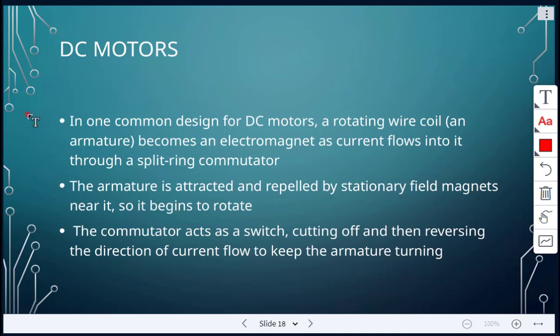So DC motors, in one common design, have a rotating wire coil, which is the armature. It becomes an electromagnet as current flows into it through a split ring commutator. And again, the video will show this. The armature is attracted and repelled by stationary field magnets near it, so that's why it begins to rotate. The commutator kind of acts like a switch. It'll cut off and then reverse the direction of current flow, and that keeps the armature turning.